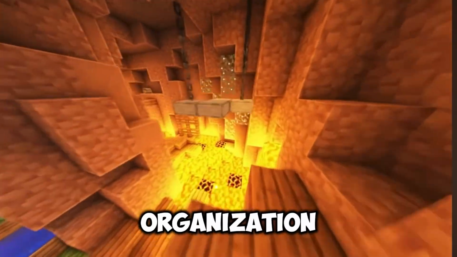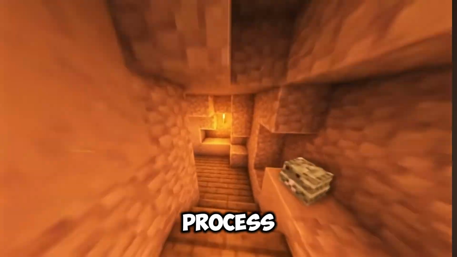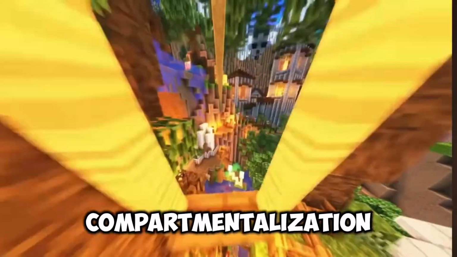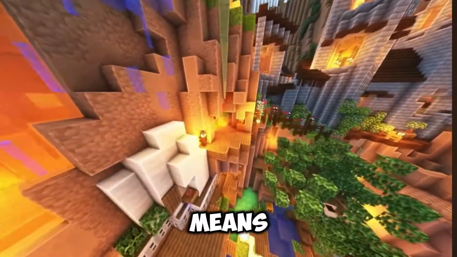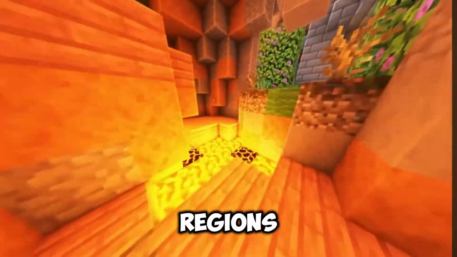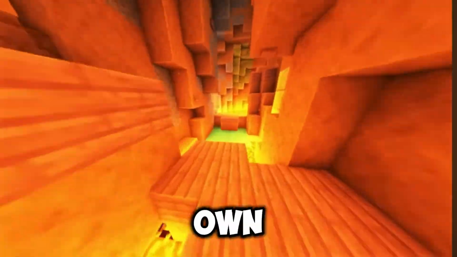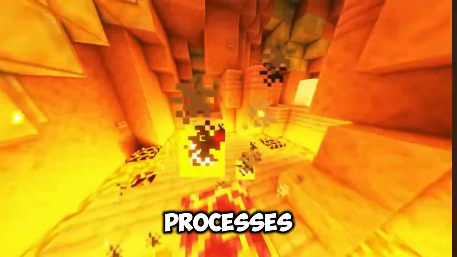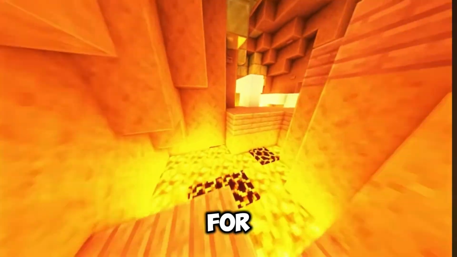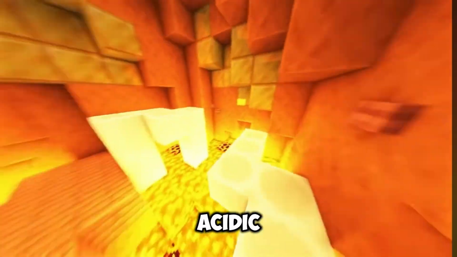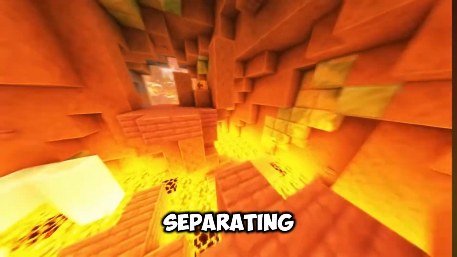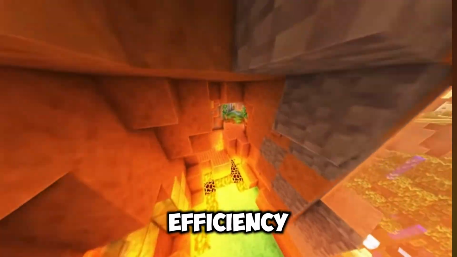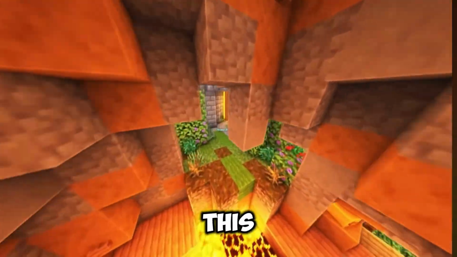Inside the cell, organization is taken even further through a process called compartmentalization. Compartmentalization means dividing the cell into specialized regions or organelles, each with its own environment and function. This allows the cell to carry out multiple processes at once without interference. For example, some reactions require acidic environments while others do not. Separating these reactions increases efficiency and precision. This brings us to organelles.